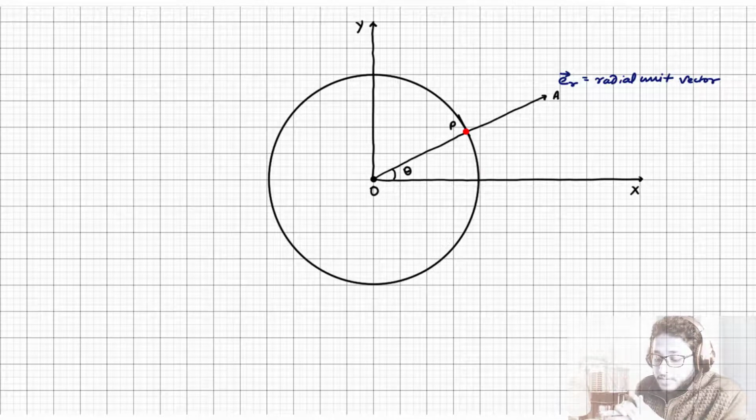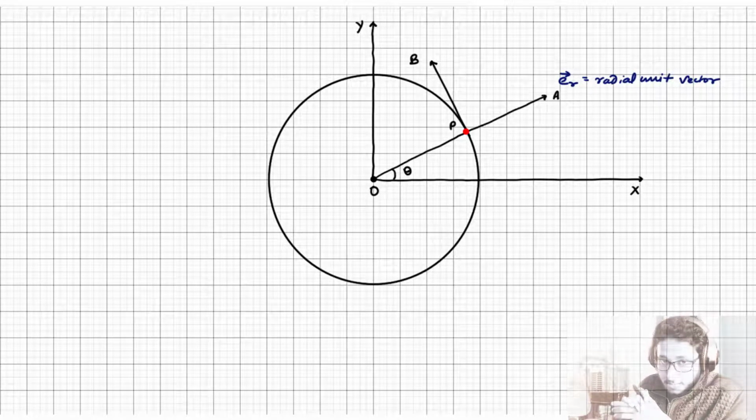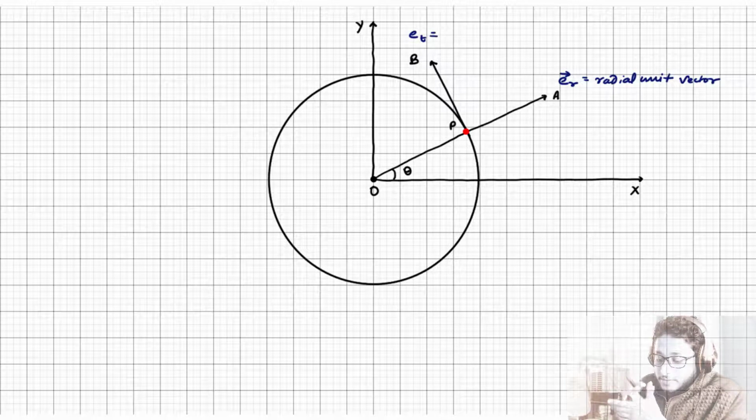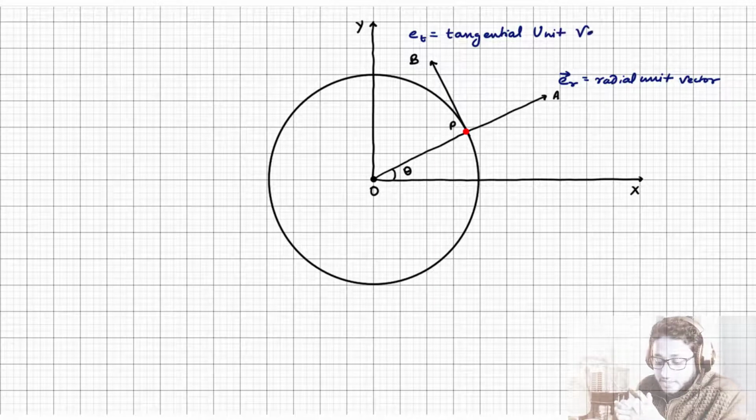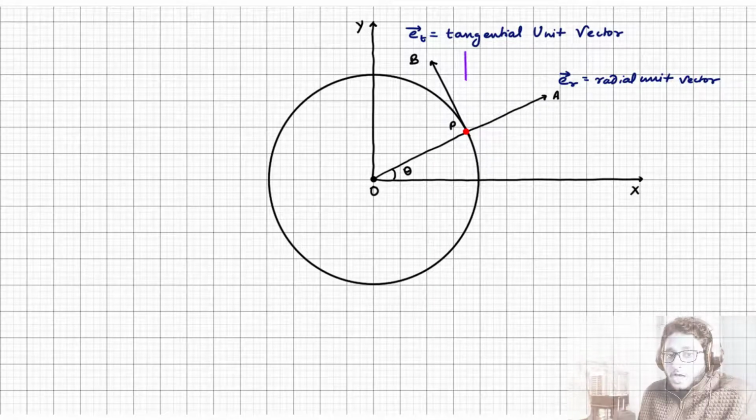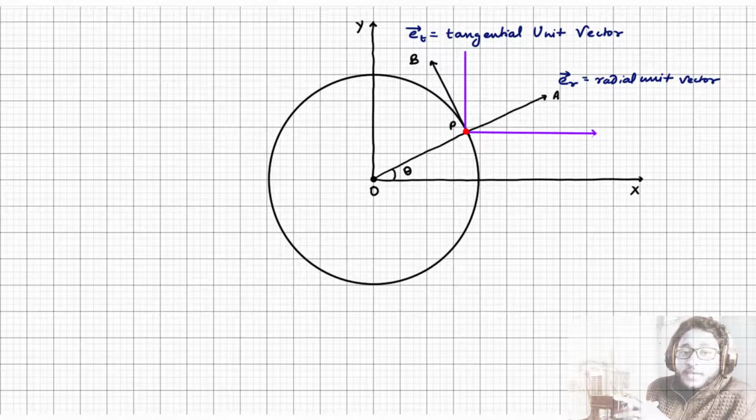Now, to get the sense of direction for the tangential vector, let's draw a line perpendicular to OA from point P to point B. The directional vector of this PB will be the direction vector or the unit vector along the tangent. Let's denote it with e_t with an arrow on its head. And now we will write PA and PB in vector forms.